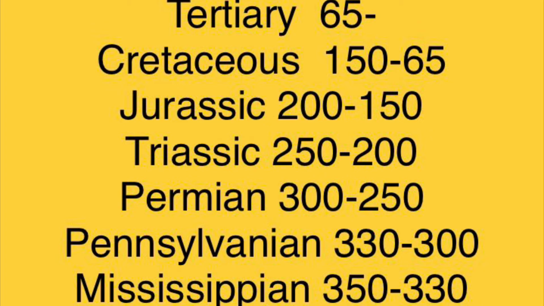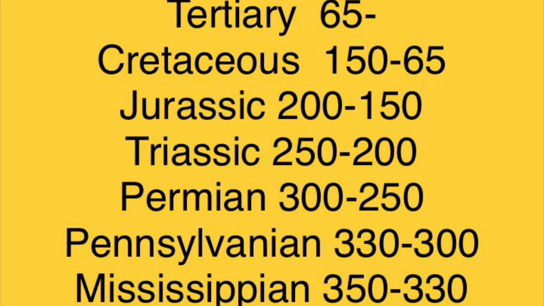Now, if you wanted to, you could just clump the Mississippian and Pennsylvanian time into one period, as they do or used to do in Europe, and they call that the Carboniferous period. And in that case, the Carboniferous would have run from 350 million years ago to 300 million years ago. I like to keep them separate because the North American geologists separate them.